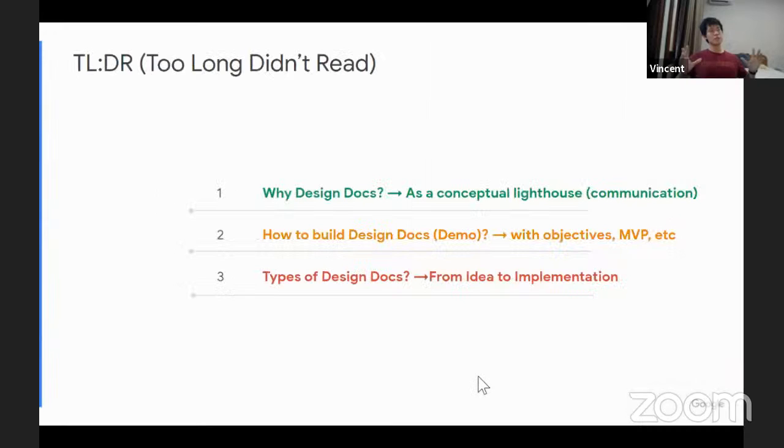Okay, so, too long, didn't read: design docs as a conceptual lighthouse, and how to build design docs with objectives, minimum viable products, etc. So research, milestones, and results. And after that, you have the TLDR. Types of design docs go from idea to implementation. So we talked about idea space, implementation space, and architectural space.